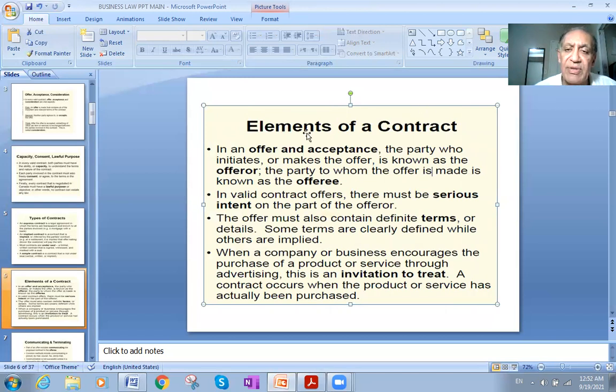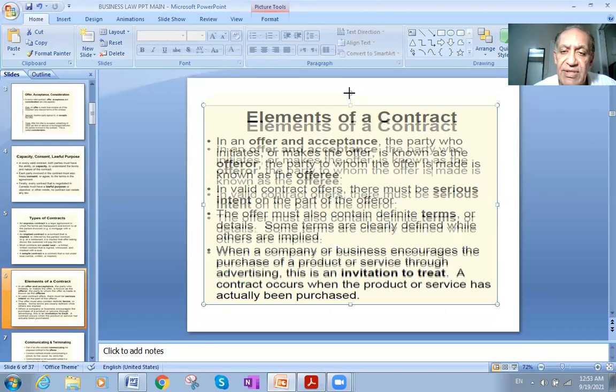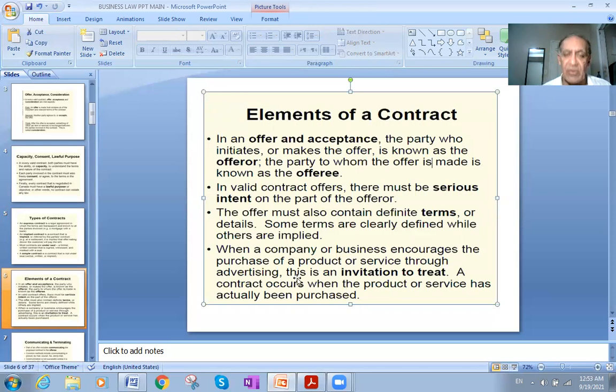Now we will talk about the elements of contracts. What are the elements that should be in a contract? The elements of the contract are an offer and the acceptance, like we said before. The party who initiates or makes the offer is known as the offerer. The party to whom the offer is made is known as the offeree. So the prospective seller is the offerer, and the prospective buyer is the offeree.